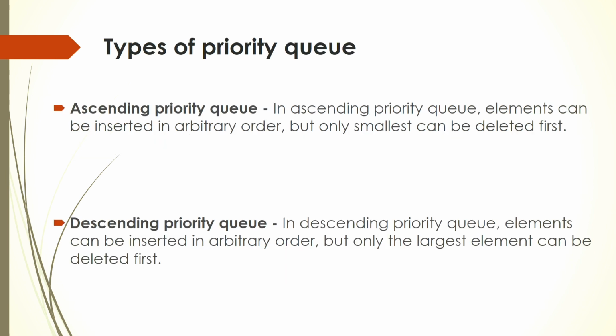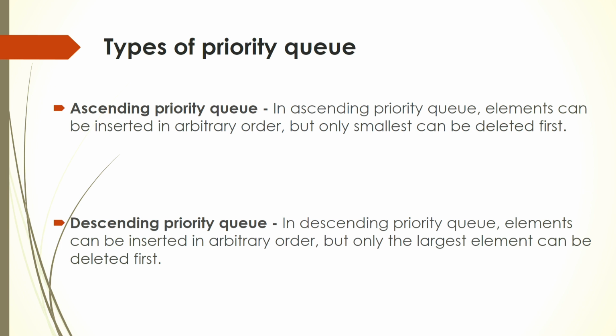There are mainly two types of priority queue. First is ascending priority queue, second is descending priority queue. So what is ascending priority queue? In ascending priority queue, elements can be inserted in arbitrary order, but only the smallest can be deleted first. Suppose an array with elements 7, 5 and 3 in the same order, so insertion can be done with the same sequence, but the order of deleting the elements is 3, 5, 7.